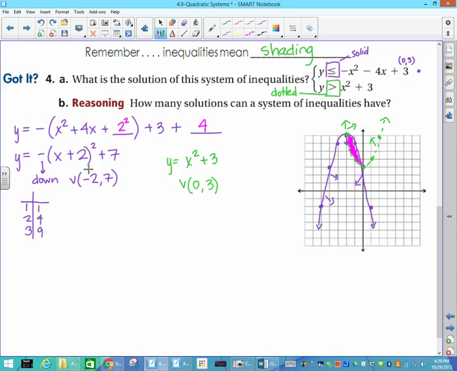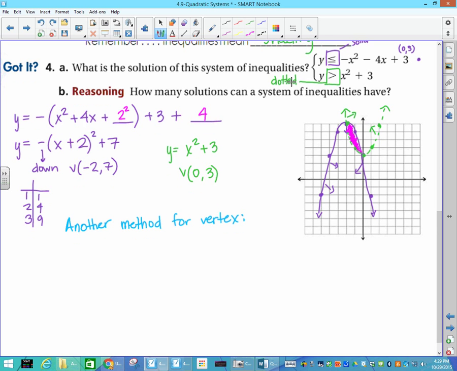If you don't feel comfortable putting it in vertex form, okay? Another method that you can use to find the vertex of a parabola. All right? Another method for the vertex. So think about which one, and if you have any questions, come see me on this. But when you have it in this form, y equals negative x squared minus 4x plus 3. We've talked about that that's standard form. So a is negative 1, b is negative 4, and c is 3. And you can find the vertex by finding negative b over 2a.